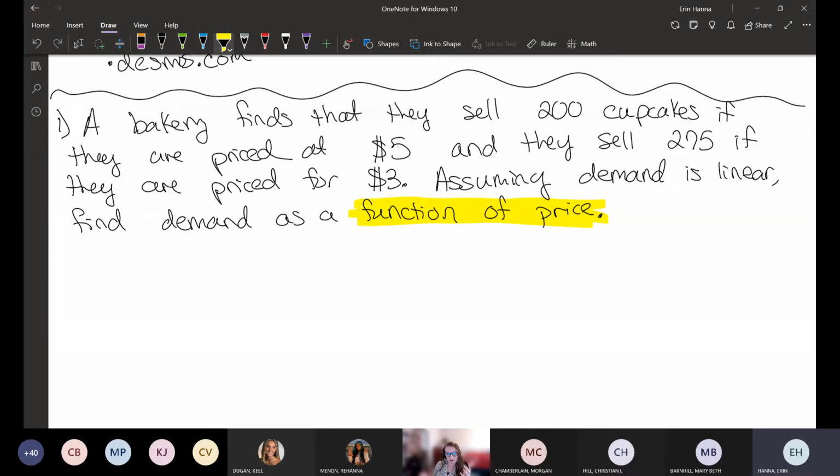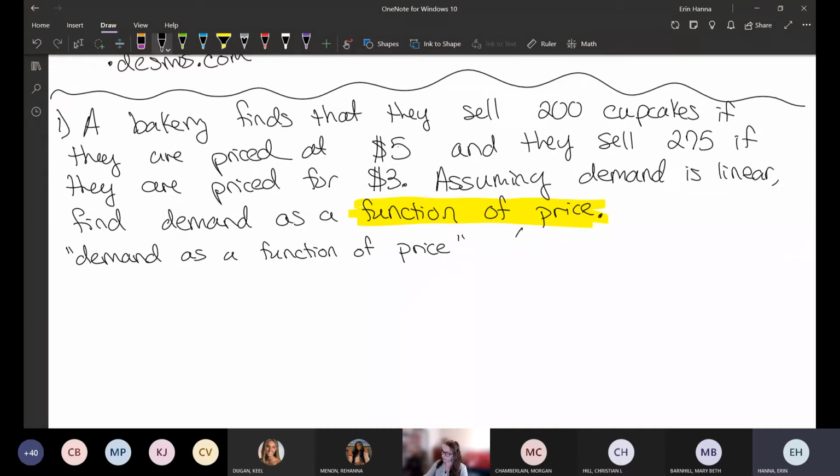The big tip off here for how we're going to start this is that function of price language. So the vast majority of ones you've seen so far have been function of quantity, and I decided to switch it up because I can. It's not necessarily always going to be a function of quantity. So, demand as a function of price. See, this is actually going to partly answer your question, potentially completely answer your question.